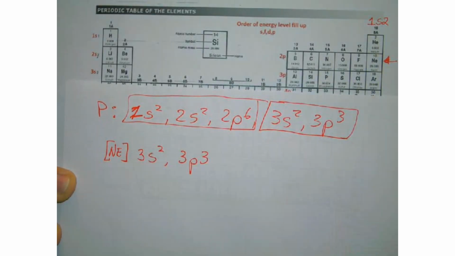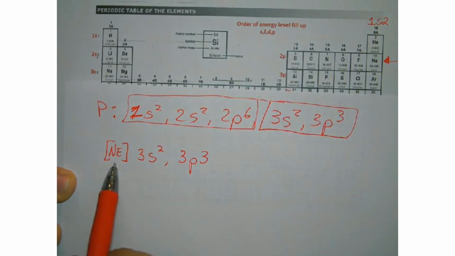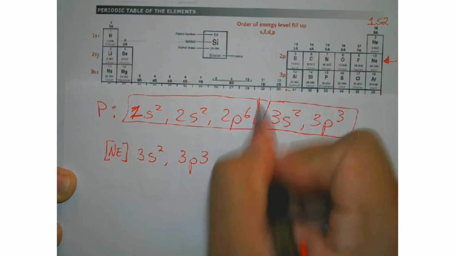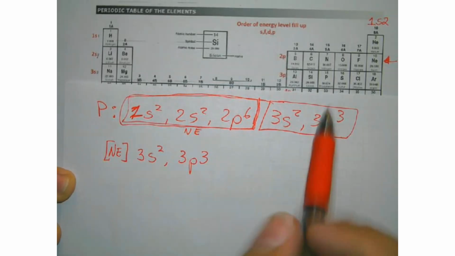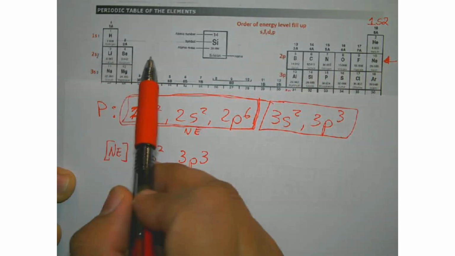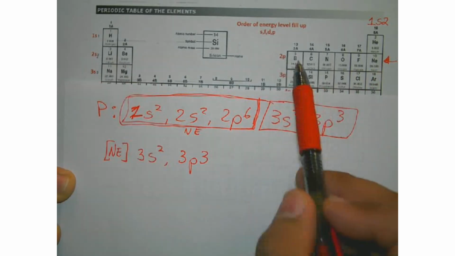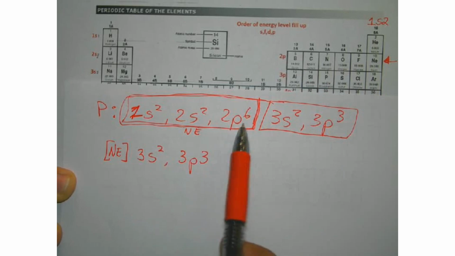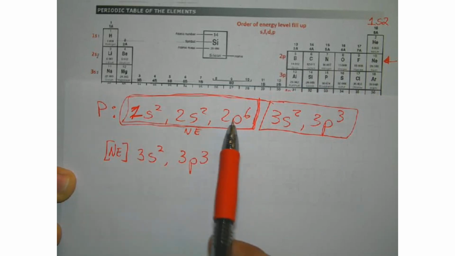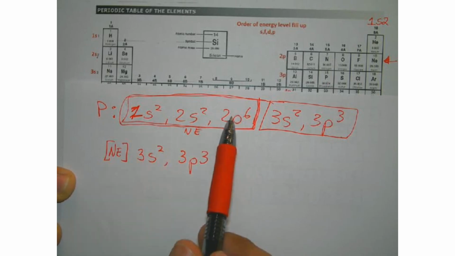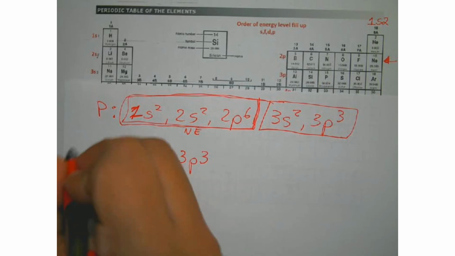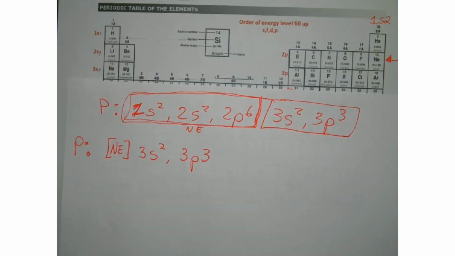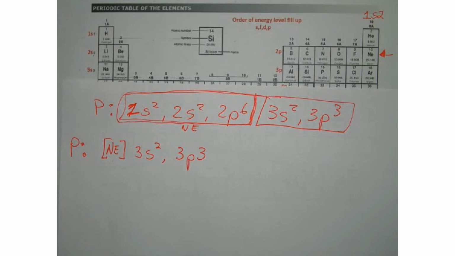If you look, neon, this square box, is actually the electron configuration for neon. Let's look. 1s2, 2s2, 2p, 1, 2, 3, 4, 5, 6. So this is the electron configuration for neon right here. So what we're saying by saying neon is all of this. So now we can skip writing all of that and just write neon. So that's pretty simple. This would be the noble gas configuration for phosphorus. It's just a shortcut.